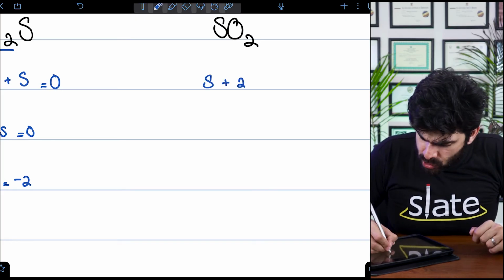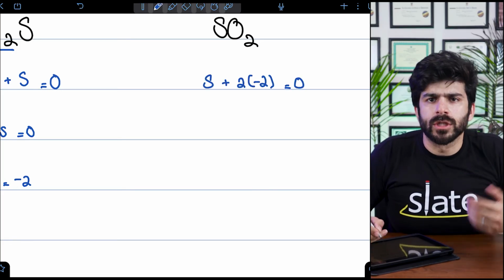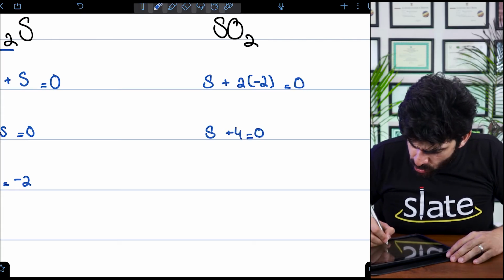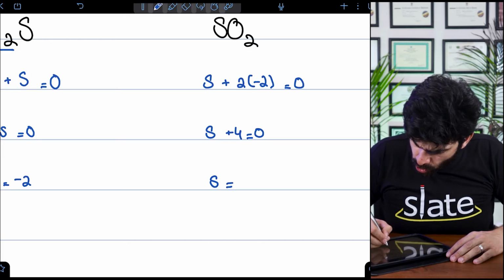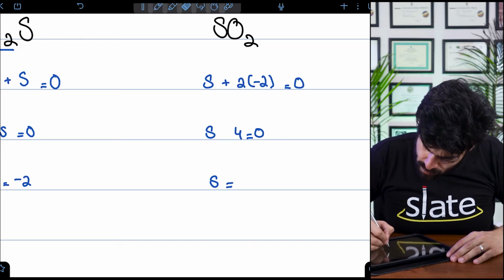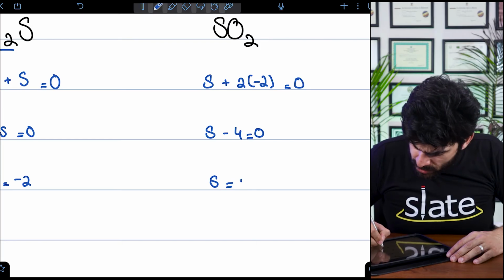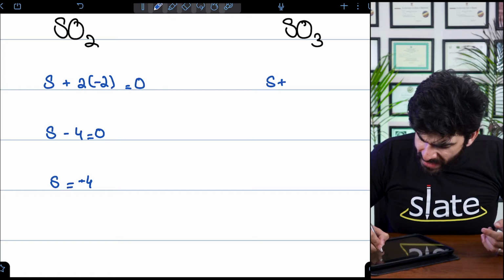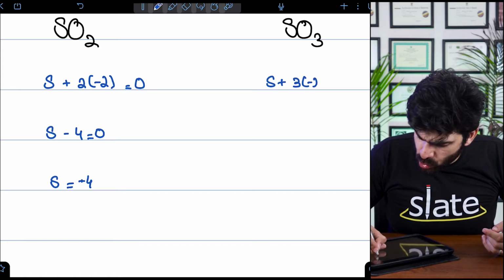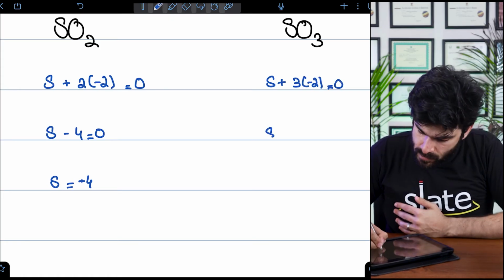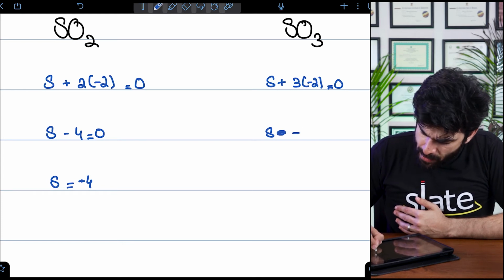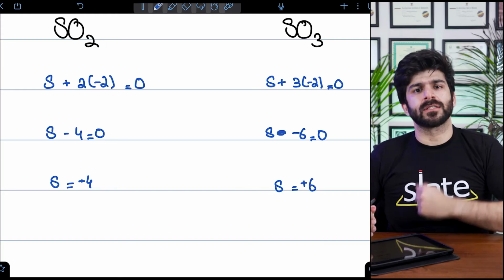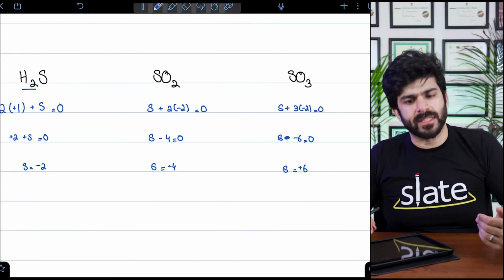Sulfur plus 2 minus this. Oxygen is minus 2 and 2 oxygens. So S minus 4 equals 0. S equals, sorry, S becomes plus 4. SO3. S plus 3 into minus 2 equals 0. S minus 6 equals 0. So S becomes plus 6 in this case. S can have variable states.